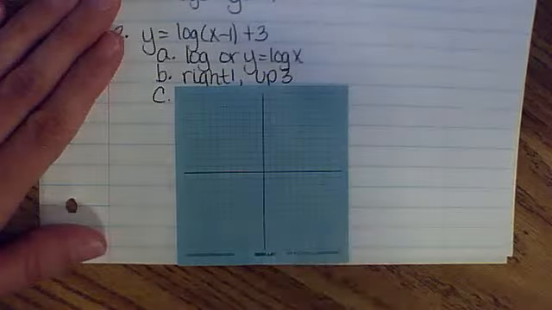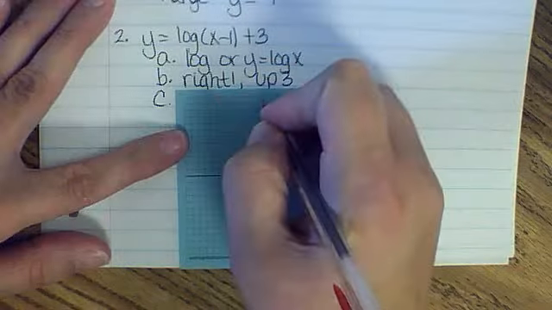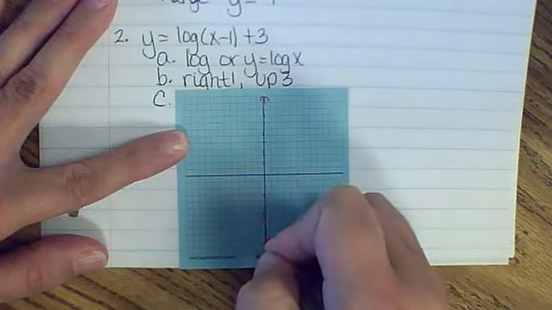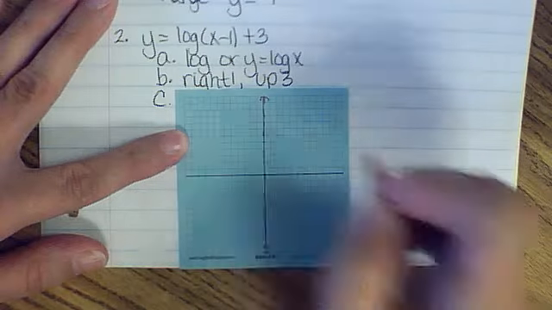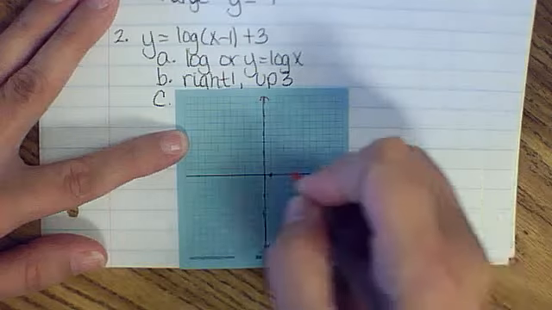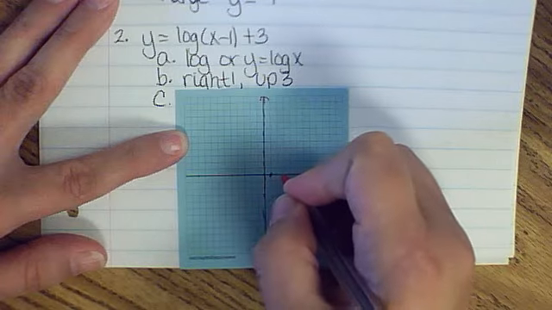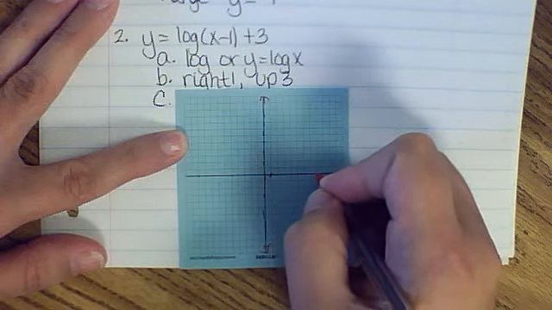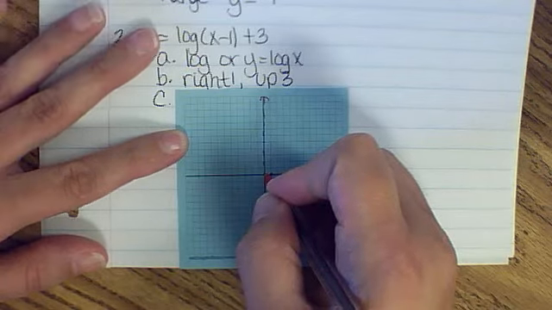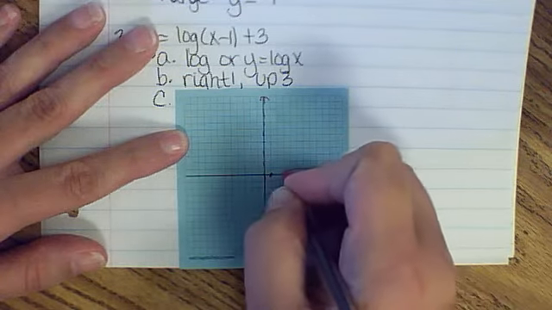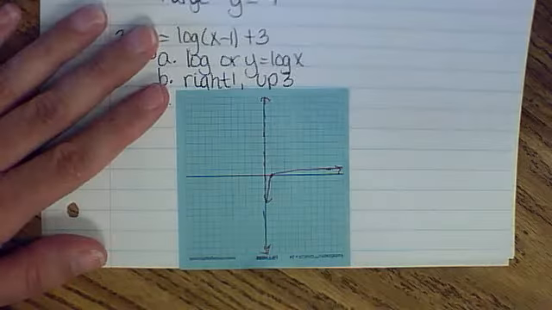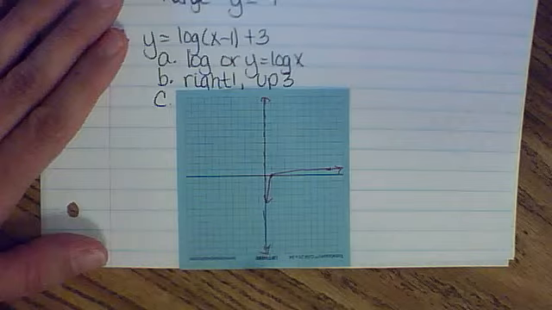So again, I'm going to draw my parent function in here. For the logarithmic, we have an asymptote at x equals 0. We have the point (1, 0), and we have the point (10, 1). And we have the point over here, so it gets close to there and goes down. So it's something like that. It's not a very good drawing, but you get the idea for the parent function.